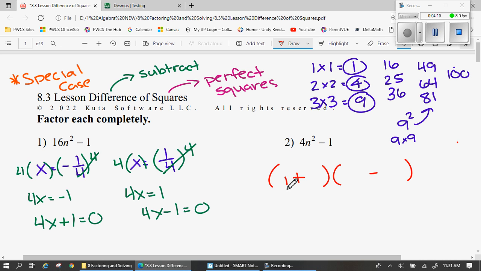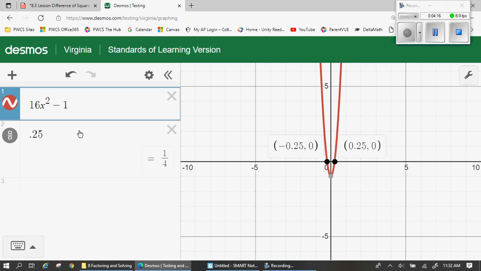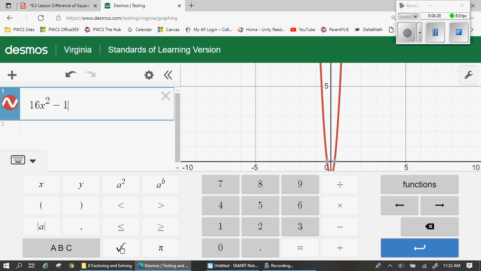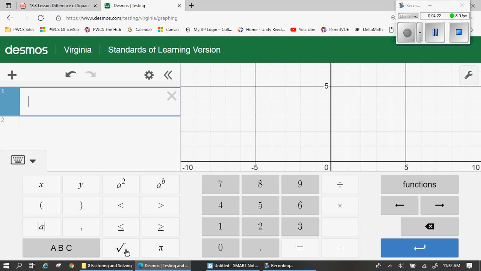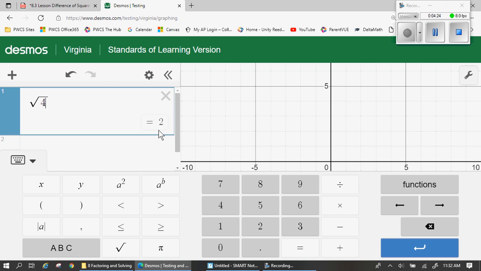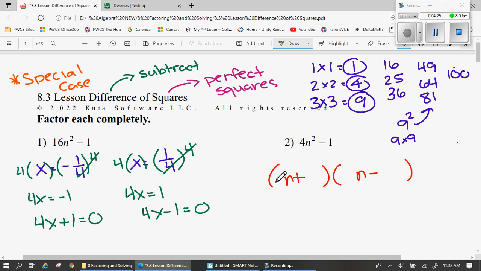Each of these is going to get an n. And then we're going to square root this number, and we're going to square root 1. So let's square root 4. If you didn't know that the square root of 4 is 2, 2 times 2 is 4, so the square root of 4 is 2. Put that there. And then we're going to square root 1.